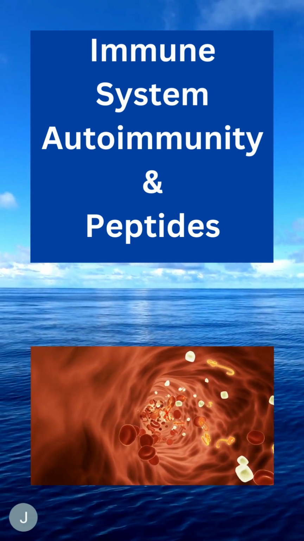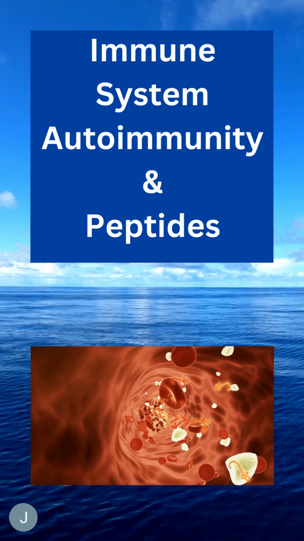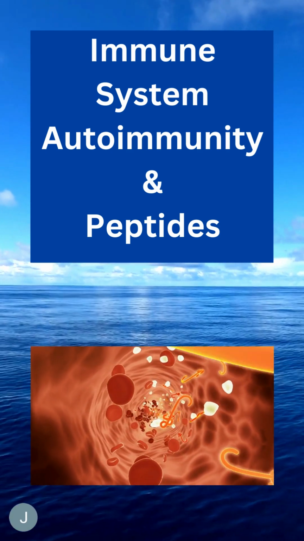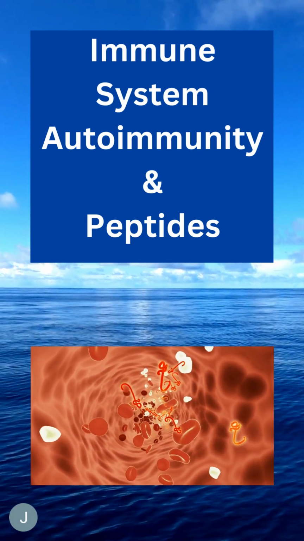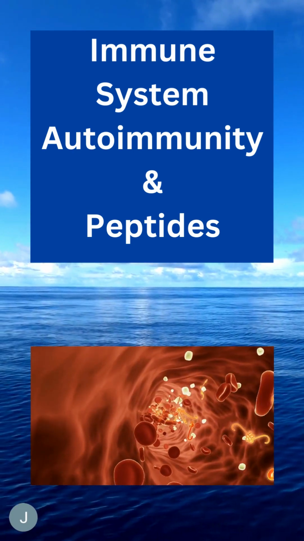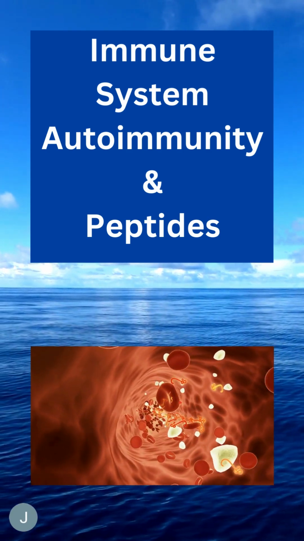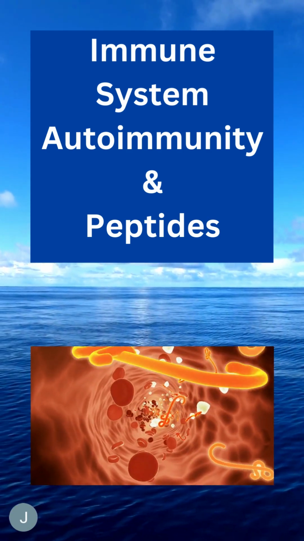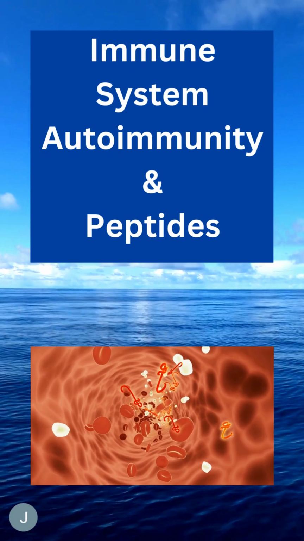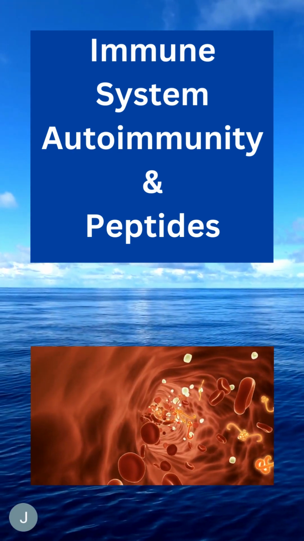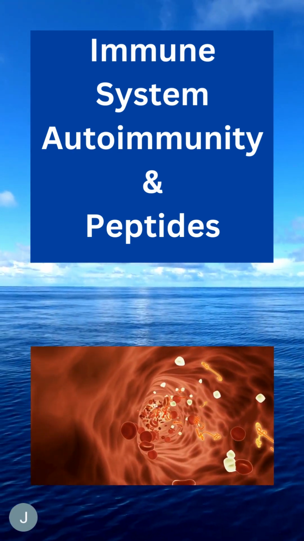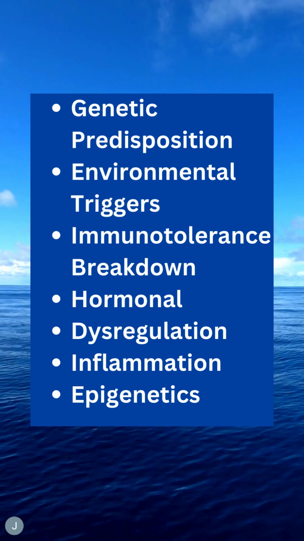Hey, today we're going to talk about the immune system, autoimmunity, and the role of peptides. So, although the immune system is typically well regulated, autoimmunity occurs when autoreactive immune cells mistakenly target the body's own tissues. This can lead to the host system failing in distinguishing self from non self cells, and this can happen due to several underlying factors.